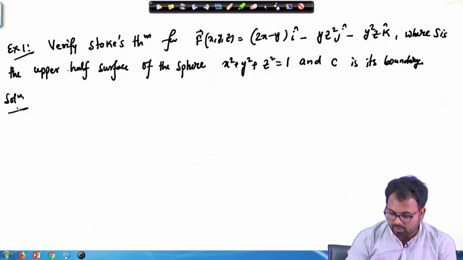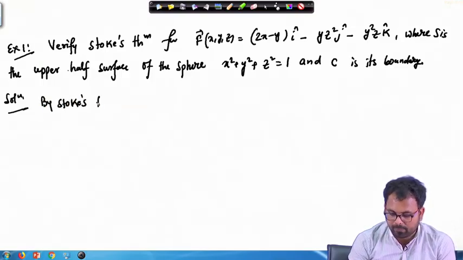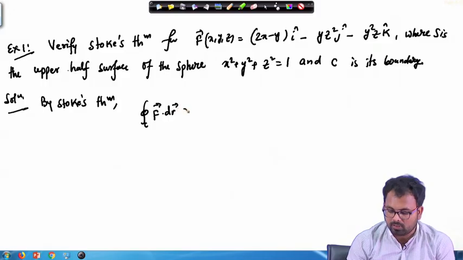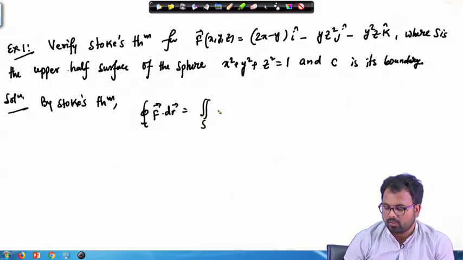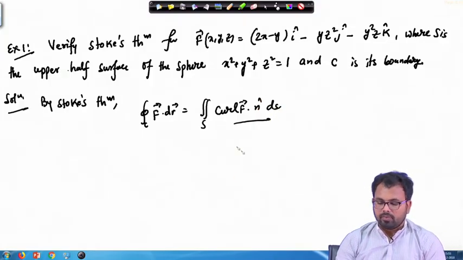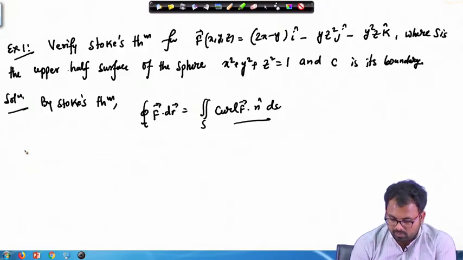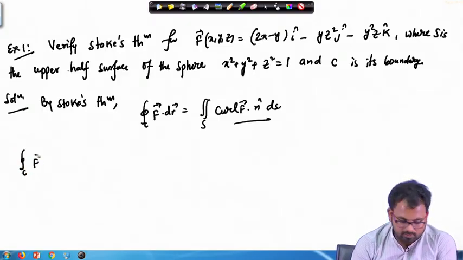To verify Stokes theorem, we first write the statement. By Stokes theorem, we have the line integral of F dot dr equals the surface integral of curl of F dot n dS. So the left hand side must equal the right hand side. Let us start with the left hand side, the line integral of F dot dr.